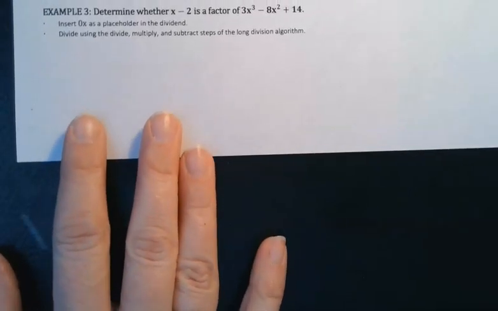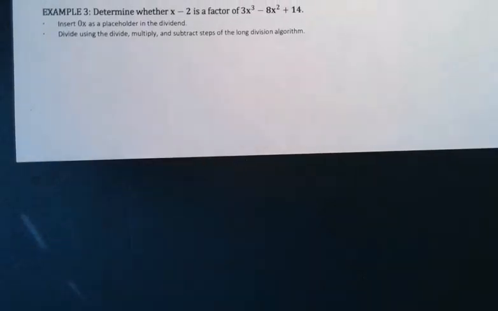Okay, example 3 says determine whether x minus 2 is a factor of 3x cubed minus 8x squared plus 14. In order to be a factor, remember, we're going to divide, and it has to have no remainder. That was the note up there. We divide it, and no remainder, then it's a factor.